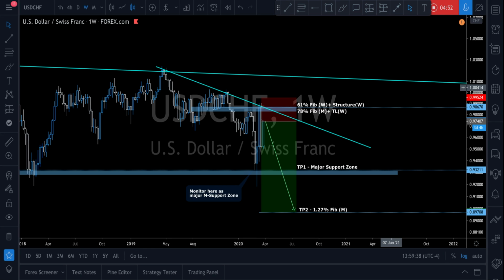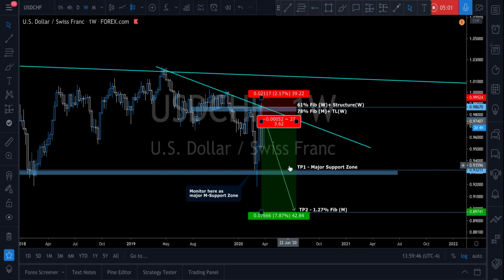So that being said, make sure to use proper risk as always. These are some crazy times right now with the corona outbreak, making the markets do a lot of volatile things. So be sure you're using proper risk.